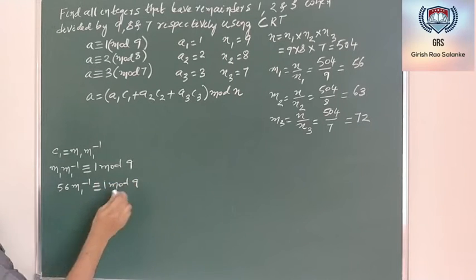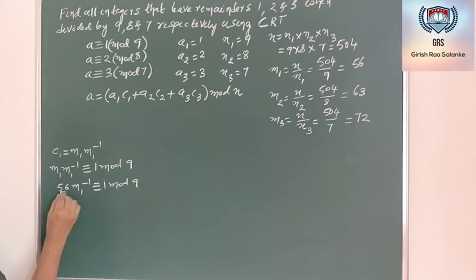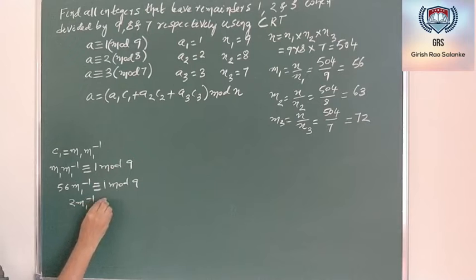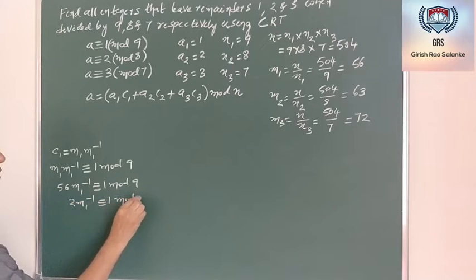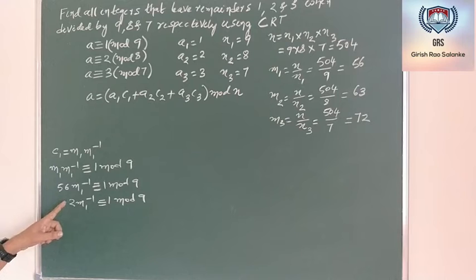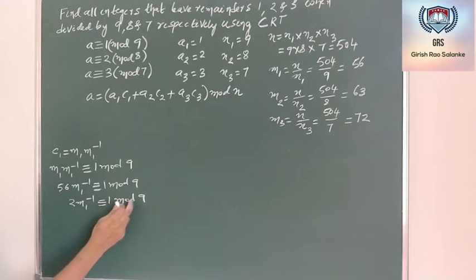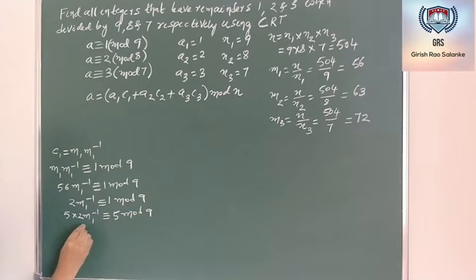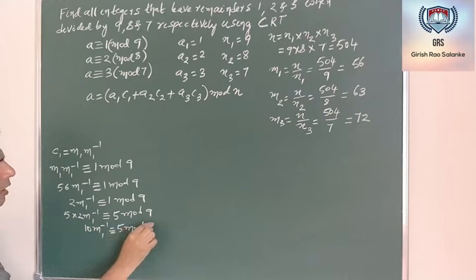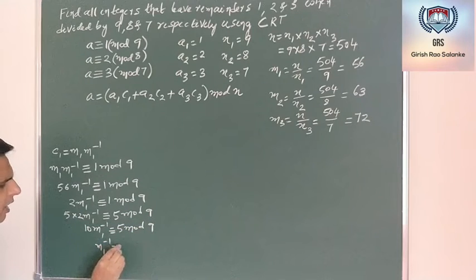56 is greater than 9. 9 6s are 54, so 2 remainder. It is 2 into M1 inverse congruent to 1 mod 9. Now how much should be multiplied by 2 such that on performing mod 9 it gives me a remainder of 1? I know that 5 2s are 10, and 10 mod 9 is 1. So this is 5 into 2 M1 inverse congruent to 5 mod 9. So this is 10 M1 inverse congruent to 5 mod 9. Hence I got my M1 inverse as 5.